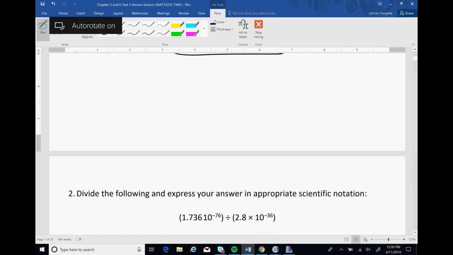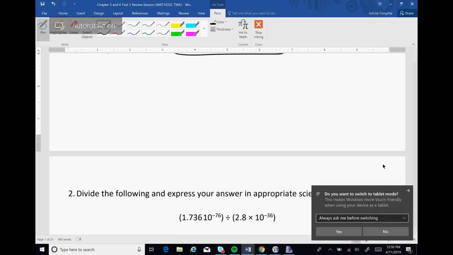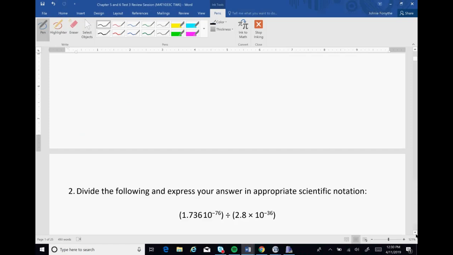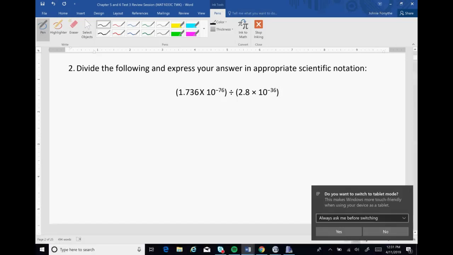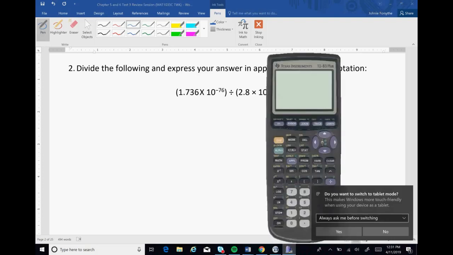So I'm going to work through a few problems, not the whole thing, but just touch on some topics that you'll see. For this problem, we have 1.736 times 10 to the negative 76 divided by 2.8 times 10 to the negative 36. Let me show you a hack for this problem. Use your calculator.